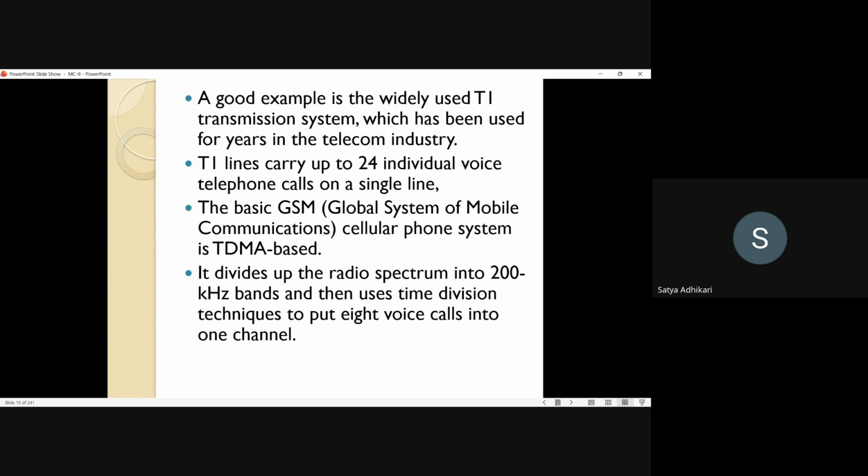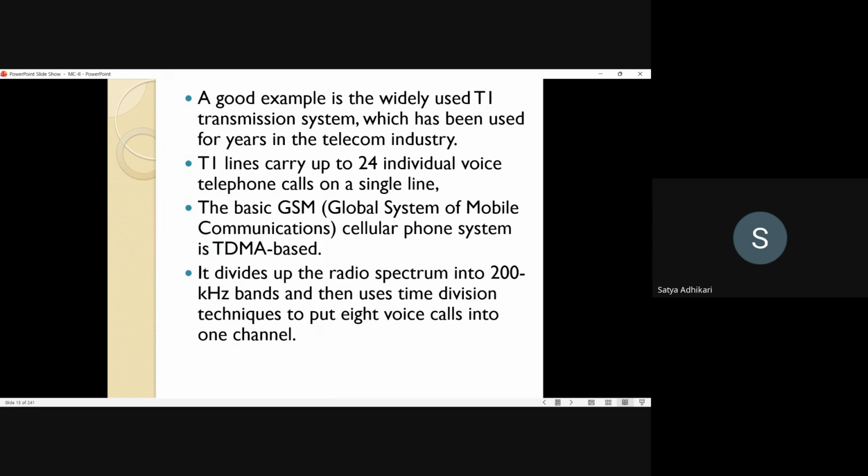The example of FDMA was your home television system, but a good example of TDMA is the widely used T1 transmission system, which has been used for years in the telecom industry. So this is a T1 transmission system, where T1 lines carry up to 24 individual voice telephone calls on a single line.